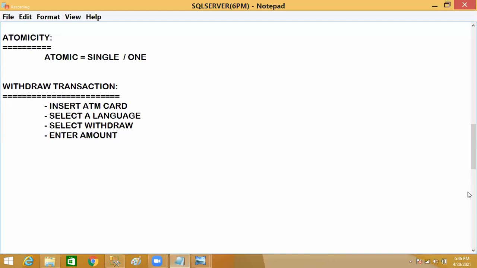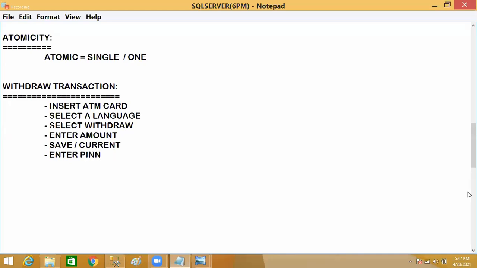We enter some amount. After entering the amount, it asks whether it is a savings account or a current account. After that, we enter some PIN number.